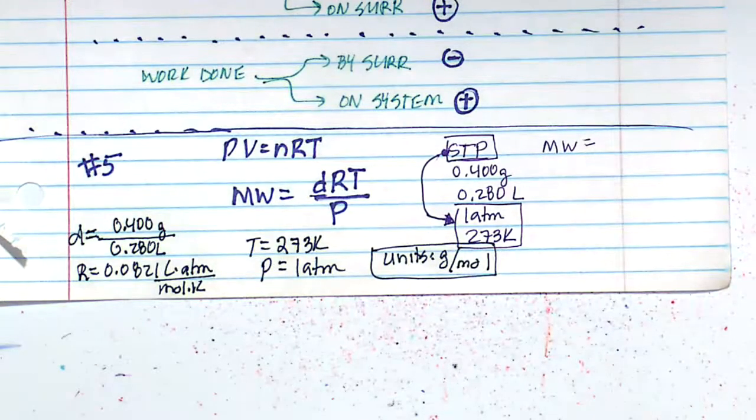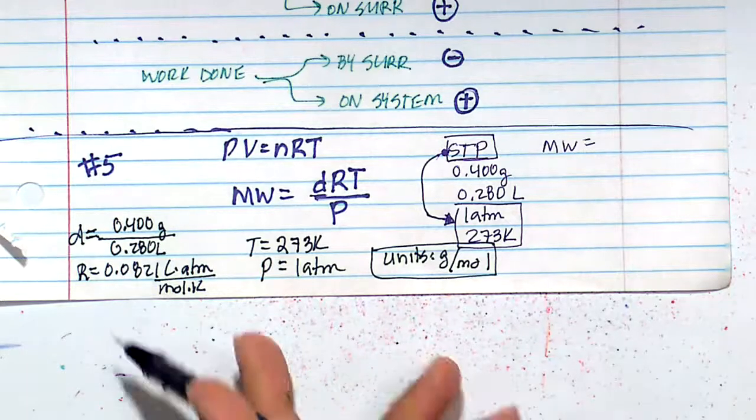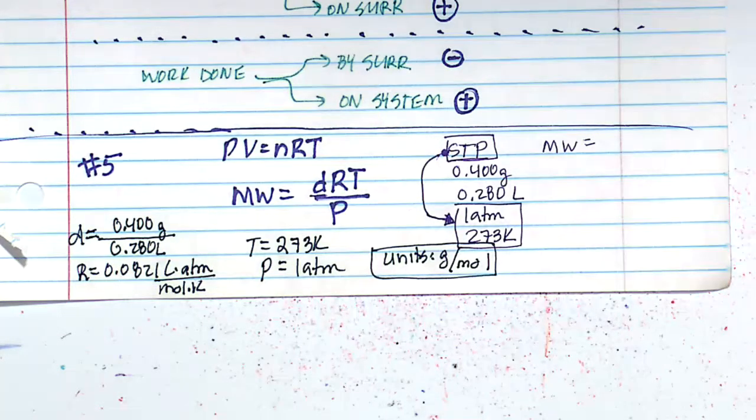So I didn't bring my calculator, but whatever that answer is. So you're going to divide 0.4 divided by 0.8. That's your density. Whatever that value is, you put it here. You put R here. You put your T here. You divide it by P, which is at STP 1 atmosphere.